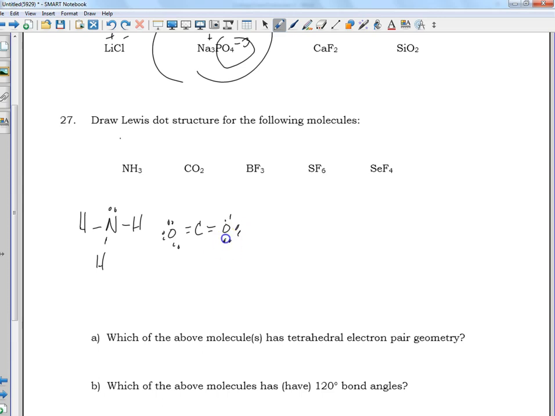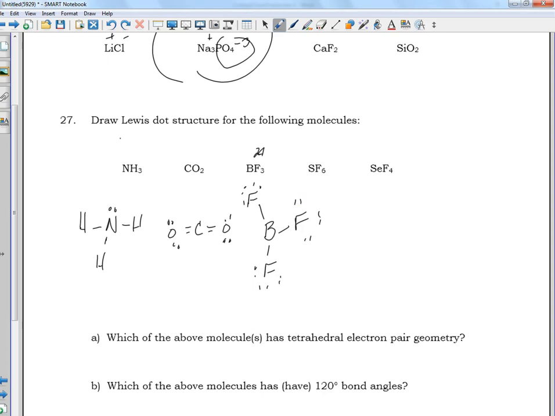Oh, I have too many electrons on there, don't I? Good catch. Boron trifluoride is an interesting fellow. There are 21 electrons from our fluorines, 3 from our boron, so that's 24. This would be 2, 4, 6, 8, 10, 12, 14, 16, 18, 20, 22, 24.